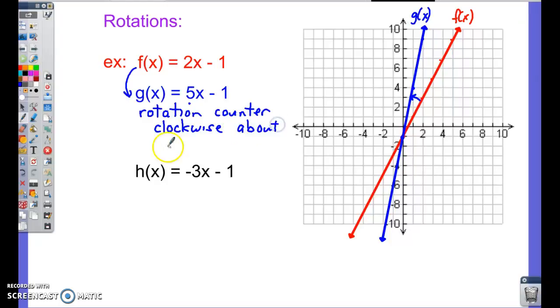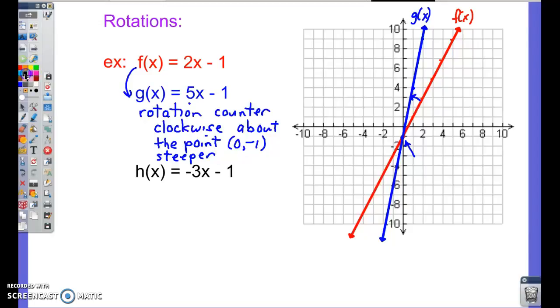about the point 0, -1, because that's where our y-intercept is. Down here at 0, -1. We also need to indicate whether it became steeper or less steep, and in this case it became steeper.